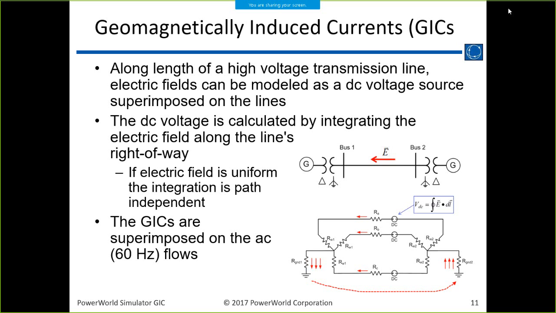But the easiest place to start, and this is where NERC started as well, and it's actually not that far off of where NERC is at right now, is to assume a uniform electric field. It's the same everywhere. If you have a uniform field, then it's really just the dot product of the electric field with the line between the two points. In a uniform field, actually, the conductor path does not matter. It's what we call path independent. So as long as I know where that bus is, or more likely where its substation is, I know what the induced voltage is on that line.